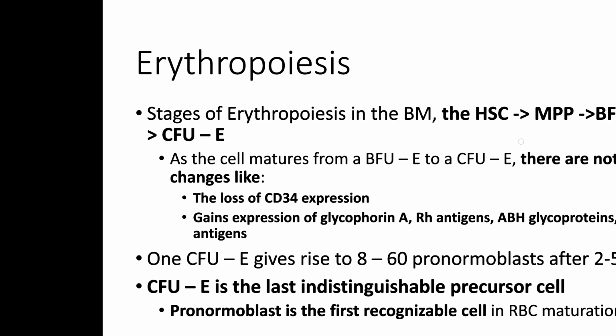So the stages go as follows. We go from the hematopoietic stem cell to the multipotential cell to the BFU-E to the CFU-E. As it develops from the BFU-E to CFU-E, we're going to lose that CD34, which is strongly associated with blasts, as well as gaining the expression of our antigens, which you'll commonly see in blood bank.